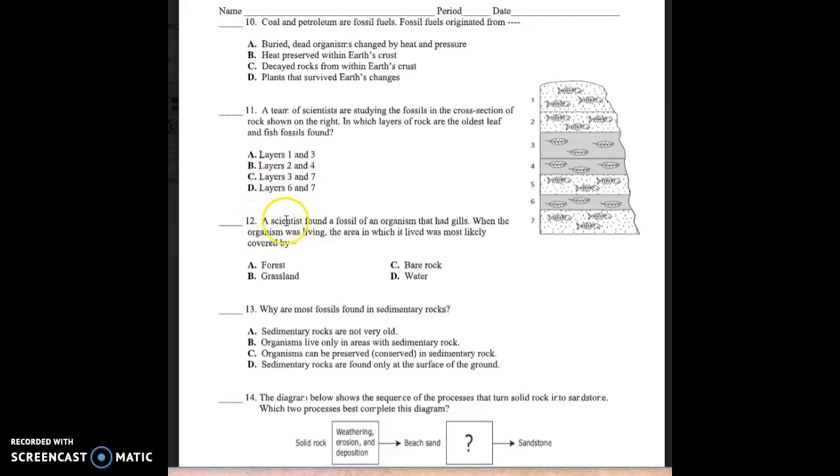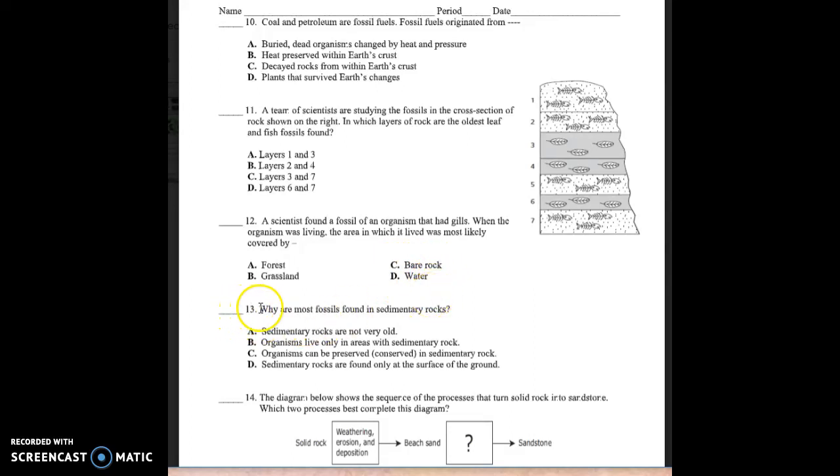Number 12. A scientist found a fossil of an organism that had gills. When the organism was living, the area in which it lived was most likely covered by A. Forest. B. Grassland. C. Bare rock. D. Water.